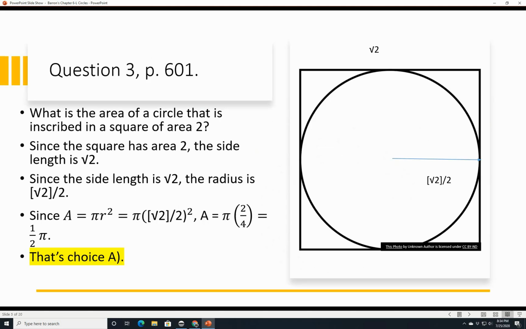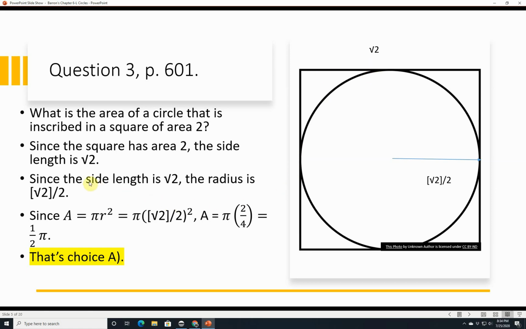Question 3, page 601. What is the area of a circle that's inscribed in a square of area 2? Well, since the square has area 2, we know that each side has to be the square root of 2, because the square root of 2 squared is just going to be 2. That's why they call it squared, because you take the side length and multiply by itself, so it gives you the area of a square.